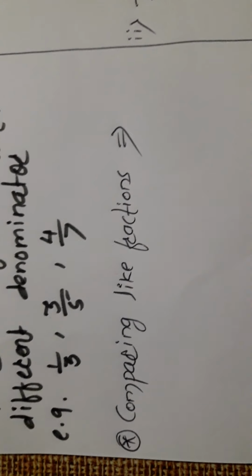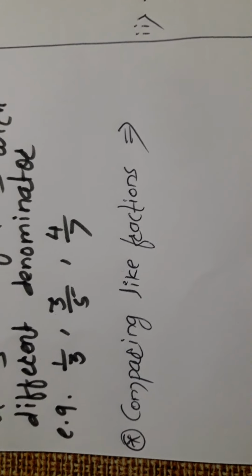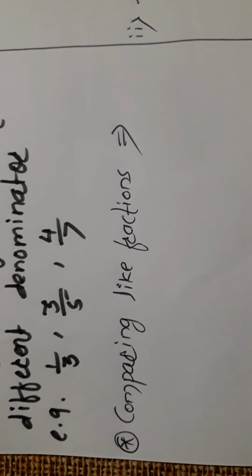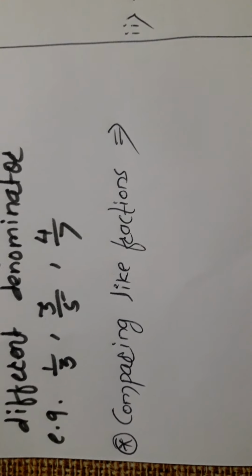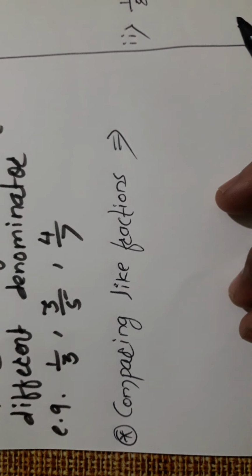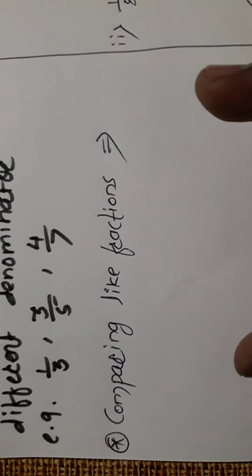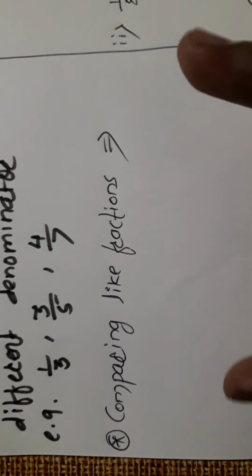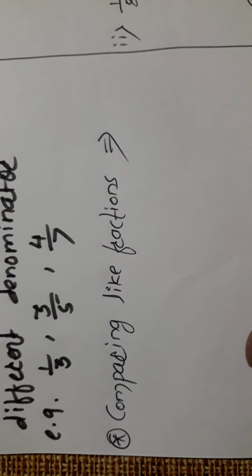Look here, when we are comparing like fractions, what do you know? In the like fraction, the fraction with the greater numerator is greater, because I already told you that in like fractions the denominators are the same. Okay, only here we have to observe whose numerator is greater. The fraction having the greater numerator is the greater fraction.